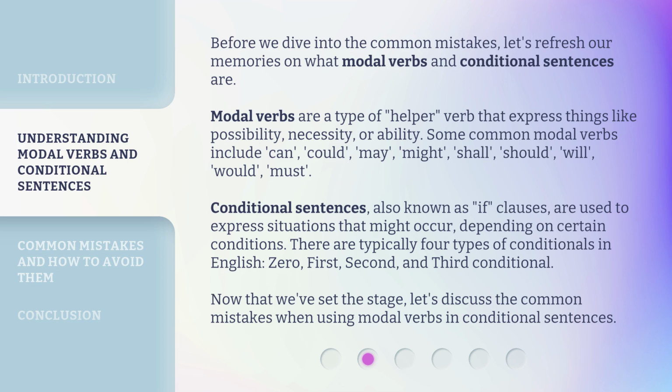Conditional sentences, also known as if clauses, are used to express situations that might occur, depending on certain conditions. There are typically 4 types of conditionals in English: 0, first, second, and third conditional. Now that we've set the stage, let's discuss the common mistakes when using modal verbs in conditional sentences.